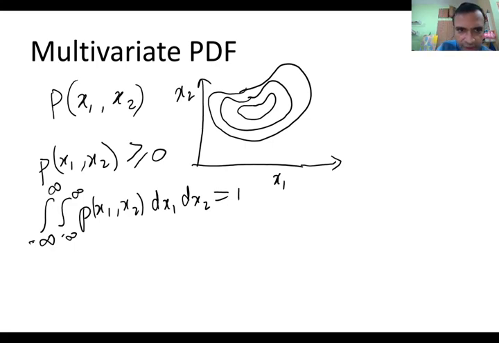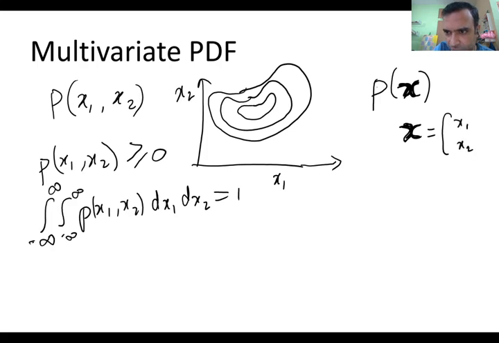Another way to define this would be to make it into a vector. This will be a bold character x, where x is equal to the vector of x1 and x2. It's the same thing. It's another way of compressing the notation by using vector notation as opposed to spelling out each variable separately.